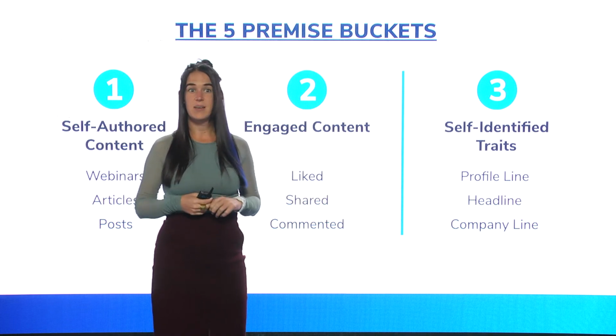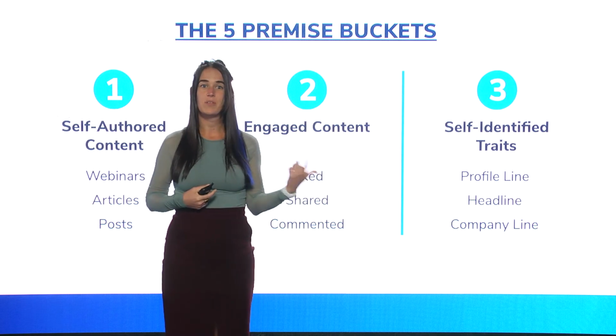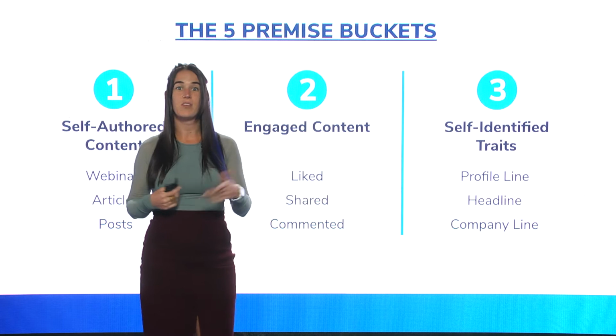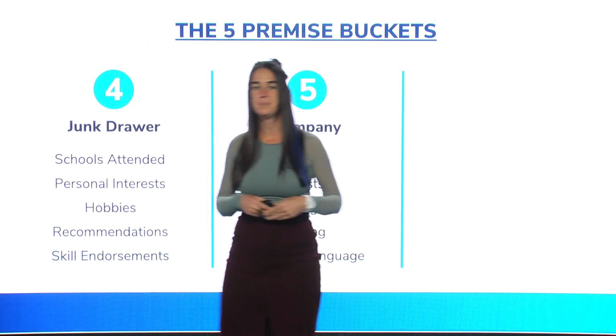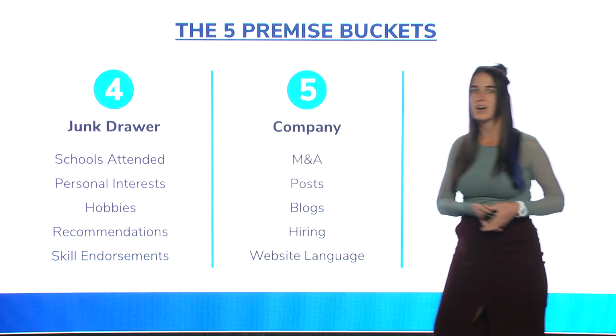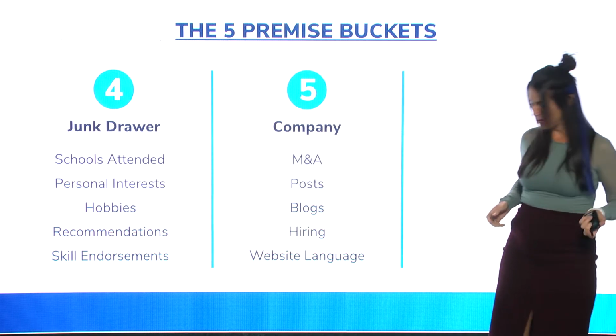But if you can't find something that they authored, and you can't find something they engage with, and you can't find something within the traits that they listed about themselves that you can link back to your value prop, then I would go with bucket number 4. Bucket number 4 is going to be what I affectionately call the junk drawer. Now, what's the junk drawer?